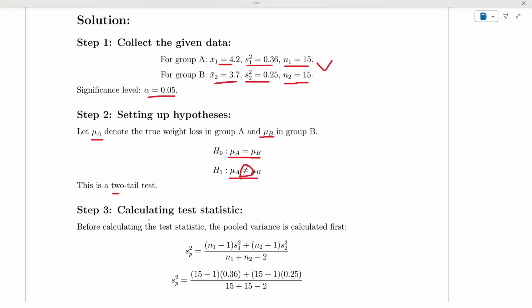To test our hypotheses, we calculate the test statistic using the t-test formula. Before calculating the test statistic, the pooled variance is calculated first. The formula for the pooled variance, Sp squared, is written here. The sample variances are multiplied by N1 minus 1 and N2 minus 1. In the denominator, we have N1 plus N2 minus 2. We can substitute all the values in the formula like this. After doing the calculation, we obtain the value of pooled variance as 0.305.